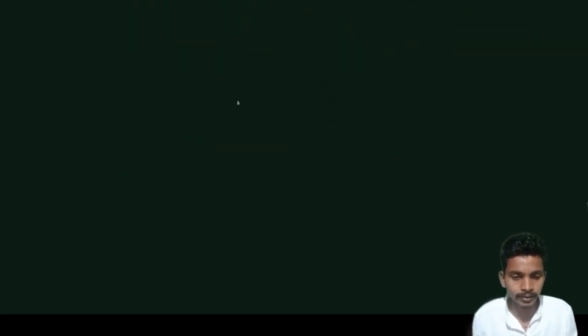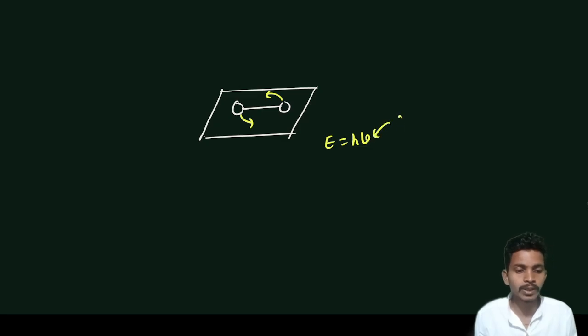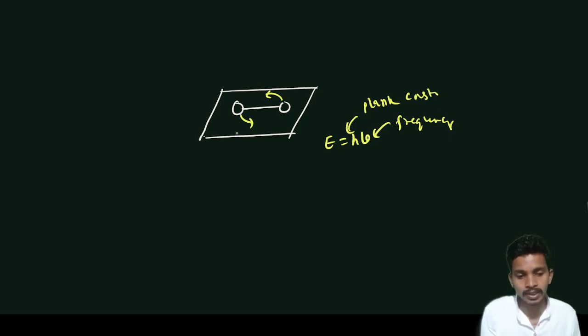And what happens, let's say this molecule is rotating whenever we give some angular velocity, some angular momentum, means some energy. You have given energy, which means h nu, where nu is the frequency and h is the Planck's constant. So if it is rotating with some energy, it means it is rotating with some frequency.